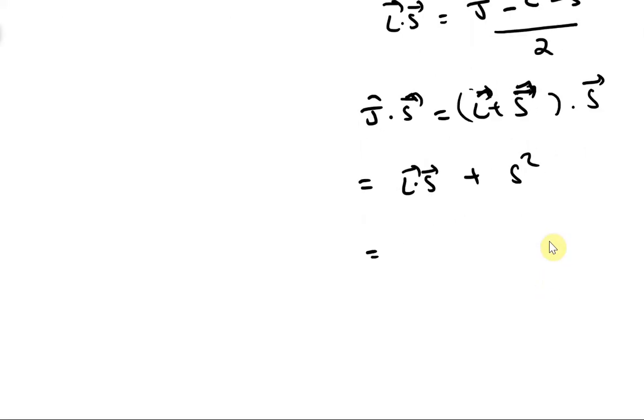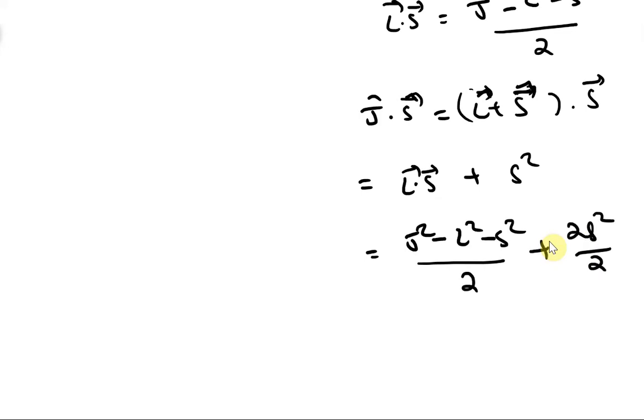This is going to be J² minus L² minus S² divided by 2 plus 2S² by 2, right? This will become J² minus L² plus S² divided by 2. 2S² and minus S² will become S². So this is the expression for our J·S.